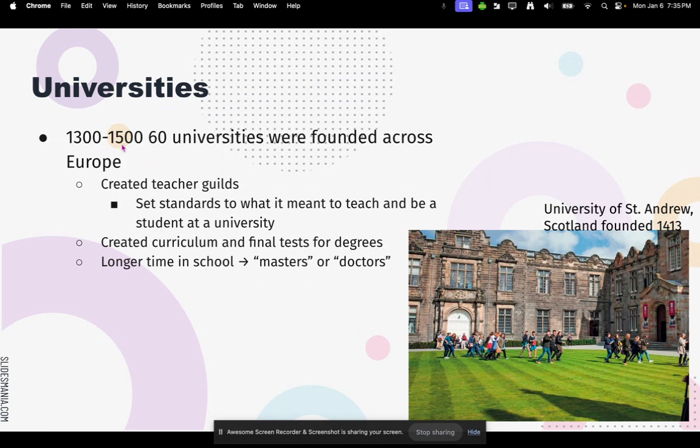So these universities held a rigorous standard. They created teacher guilds, which set standards for what it meant to teach, but also what it meant to be a student at a university. Not just anyone could be a teacher, and not just anyone could be a student. It would also create curriculum and final tests for degrees. And the longer time in school, the more prestigious the degree you would get, which is still very true today. So if you're in school longer, you can get your master's or even your doctorate degree.